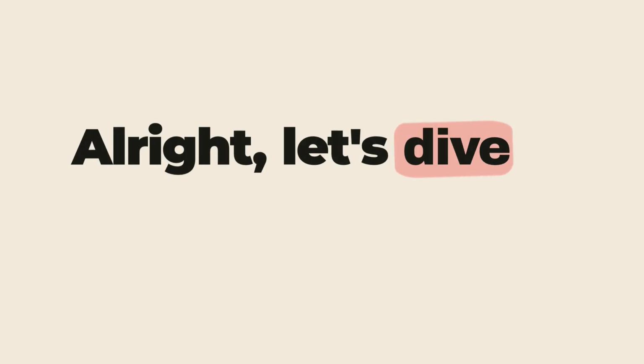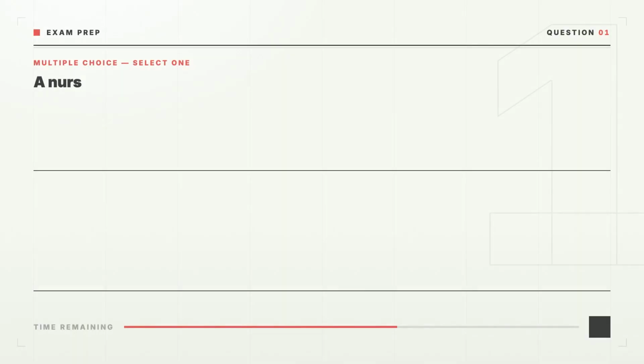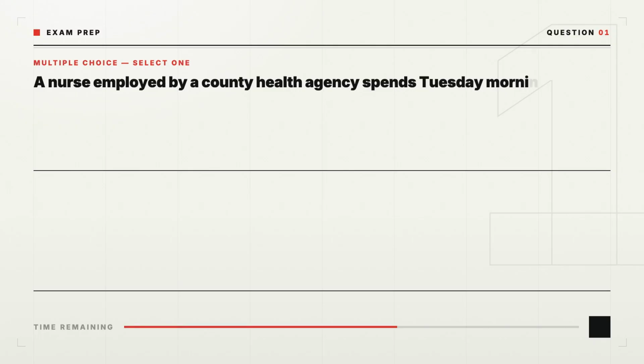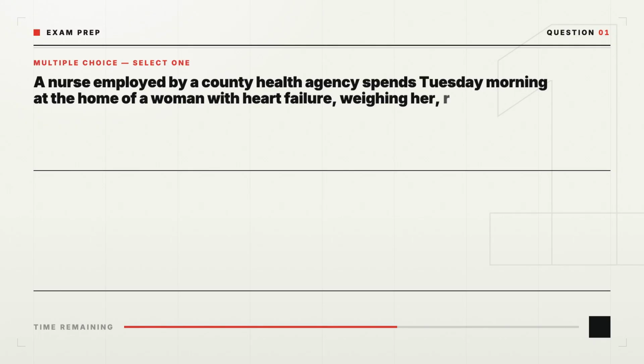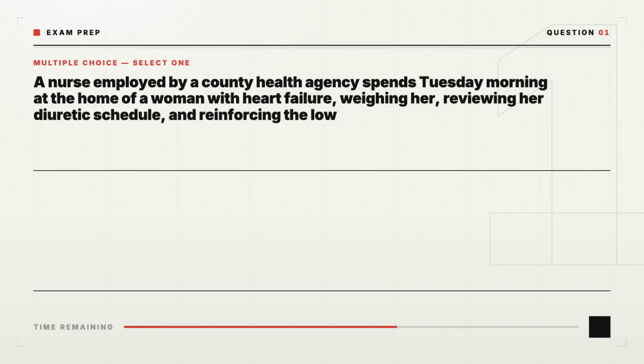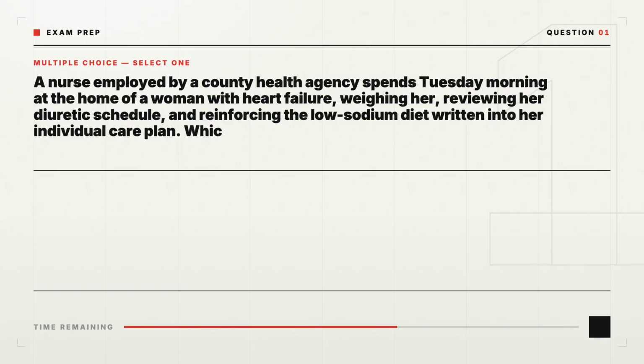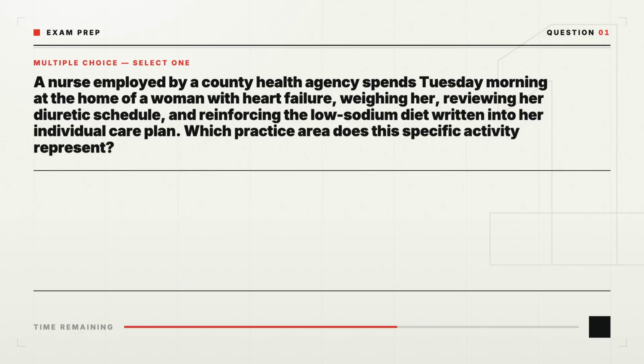Alright, let's dive in. Question 1. A nurse employed by a county health agency spends Tuesday morning at the home of a woman with heart failure, weighing her, reviewing her diuretic schedule, and reinforcing the low-sodium diet written into her individual care plan. Which practice area does this specific activity represent?